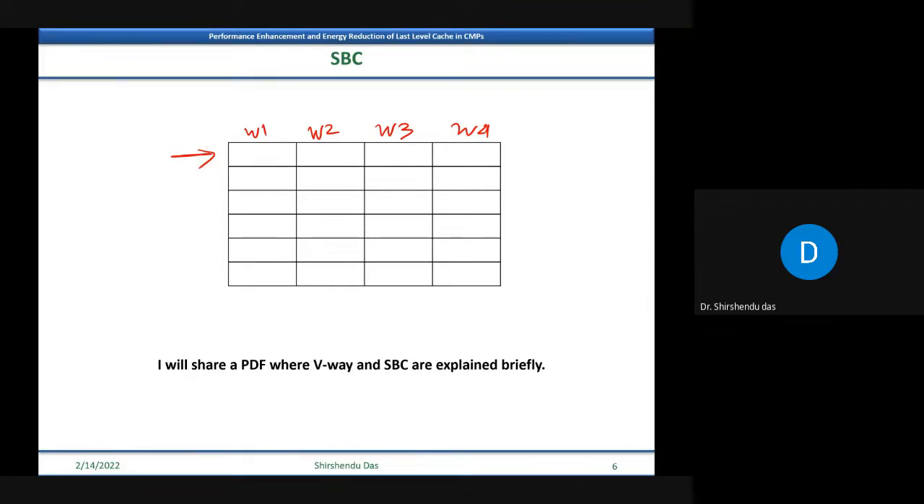So there is only one hash function, right? For every block, there will be a hash function here. Based on this hash function, suppose the block is y, first we go to this set and place it in any of these four positions. This is called set associative cache.